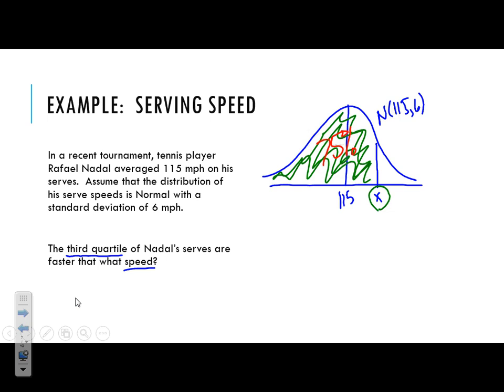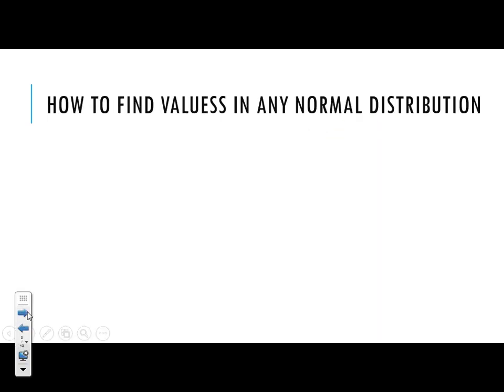So you can see we have a much different problem here. We're almost given the exact opposite information. Instead of being given a speed and asked to find a percent, we're now given a percent and asked to find a speed. So we need a different set of steps to work through this type of problem. Now, they're really essentially the same. We're just going to go backwards in essence.